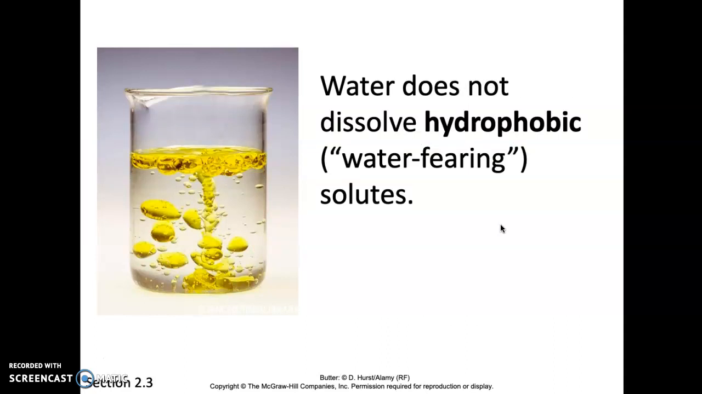Water also does not dissolve hydrophobic water-fearing solids. You know that. You put oil in water, they're not going to mix. And why is that? Because the water continues having charge, but the oil does not have a charge, and there is no way water can surround it because it can't be attracted to anything that does not have a charge.